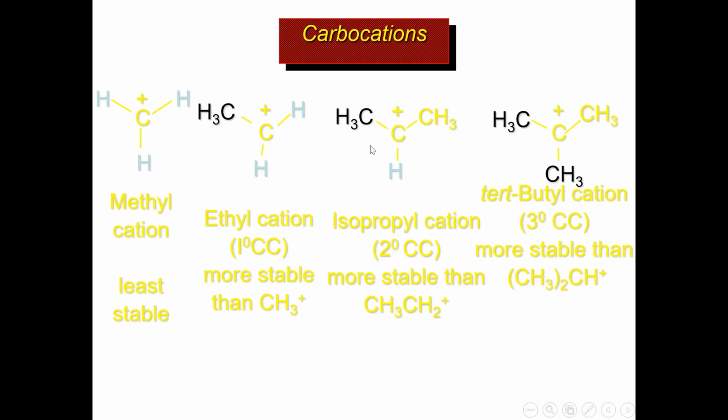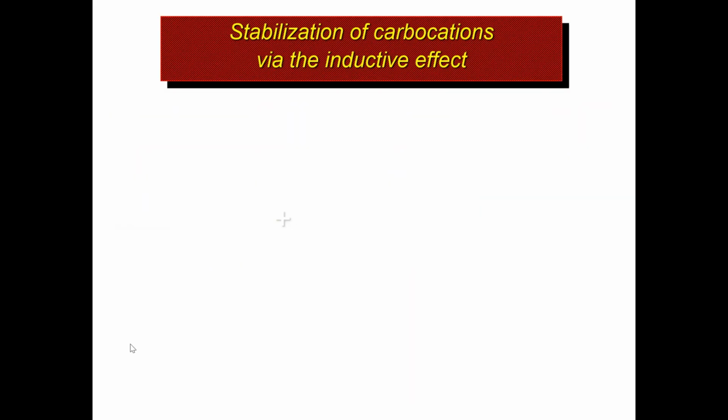Tertiary butyl cations are more stable than secondary cations, which are more stable than primary carbocations, which are more stable than the simple methyl cation. Why is it so? This is because of the different effects produced by the adjacent alkyl groups. One of the effects is the inductive effect.